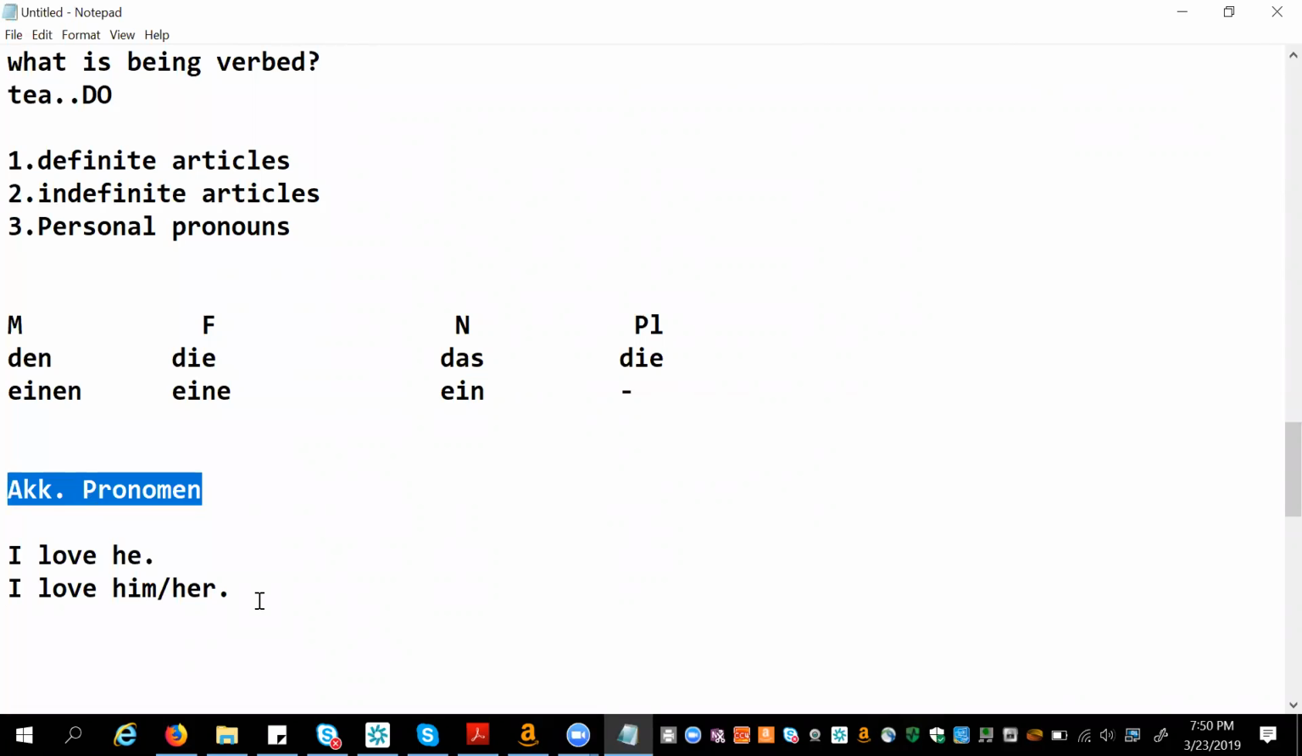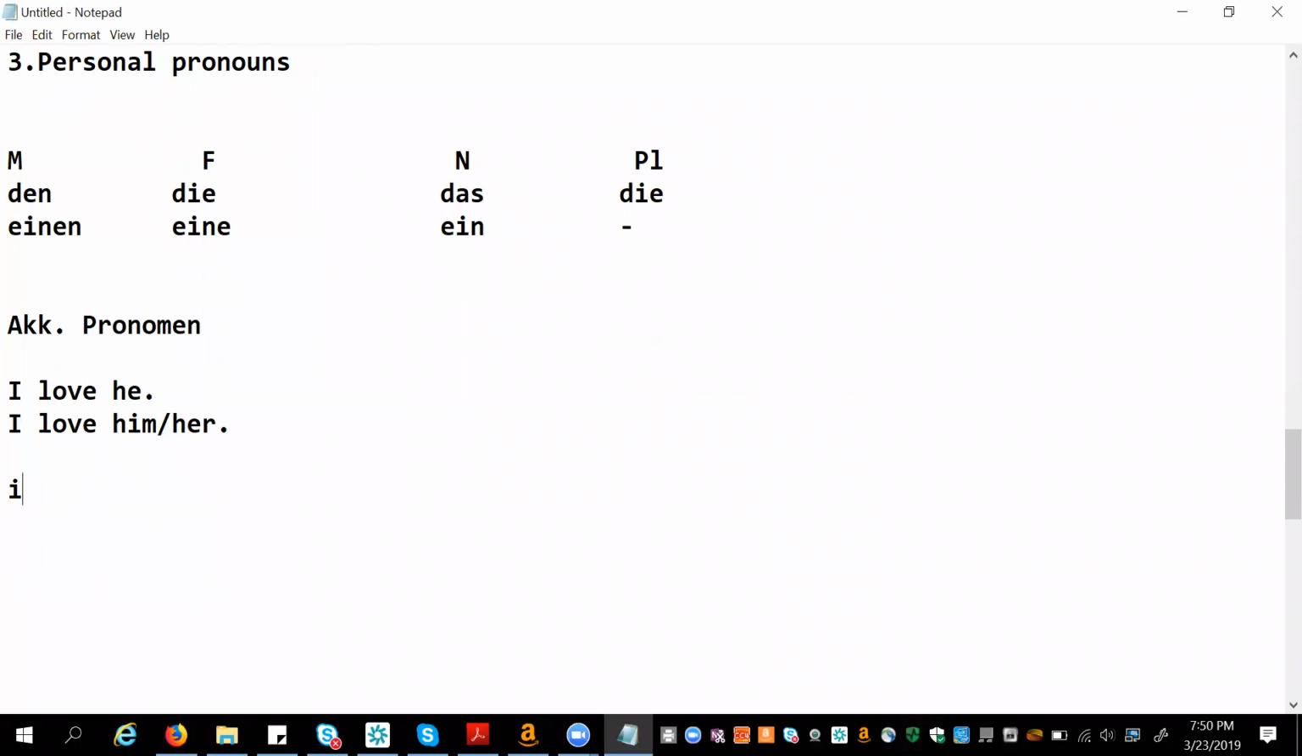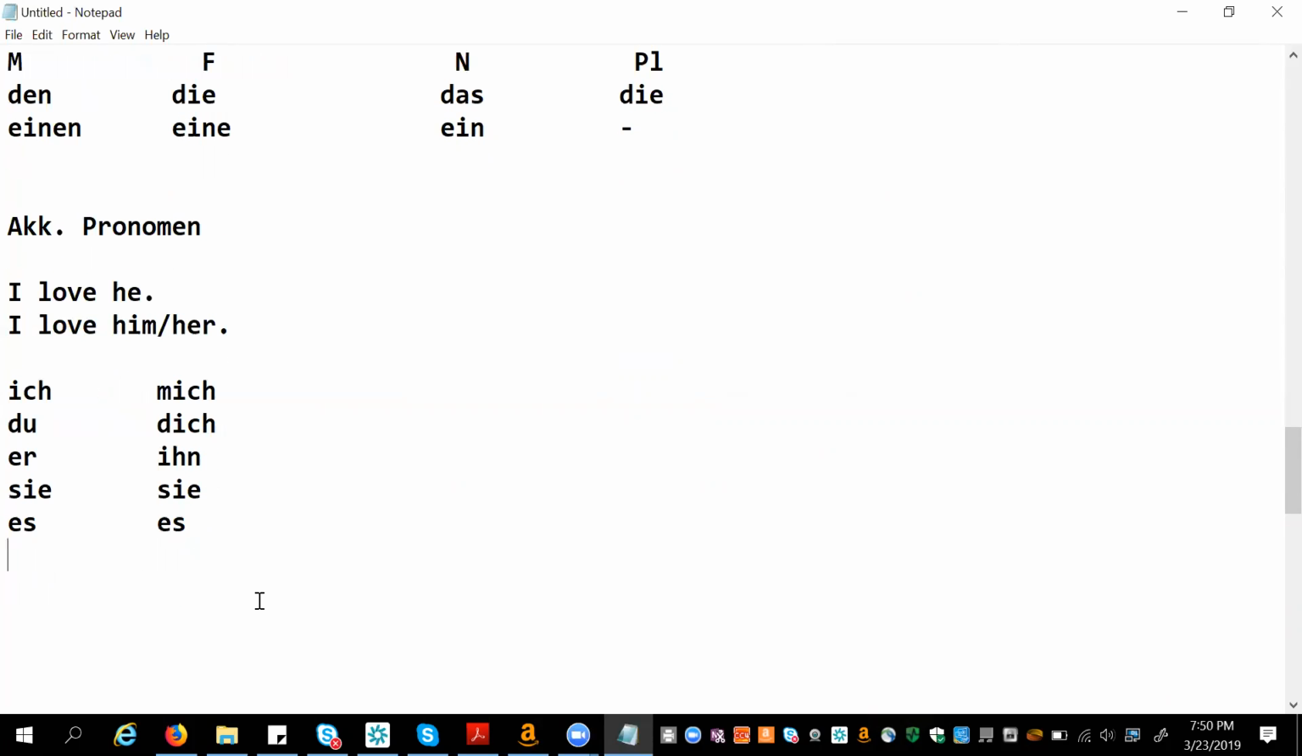Direct object pronouns. So what happens is ich changes to mich, du changes to dich, er, sie, es change to ihn, sie, es. Then you have wir, uns, ihr, euch, sie, Sie. So guys, these are the subject pronouns: I, you, he, she, it. And these are the direct object pronouns: ich, mich, dich, ihn, sie, es, uns, euch, sie, Sie.